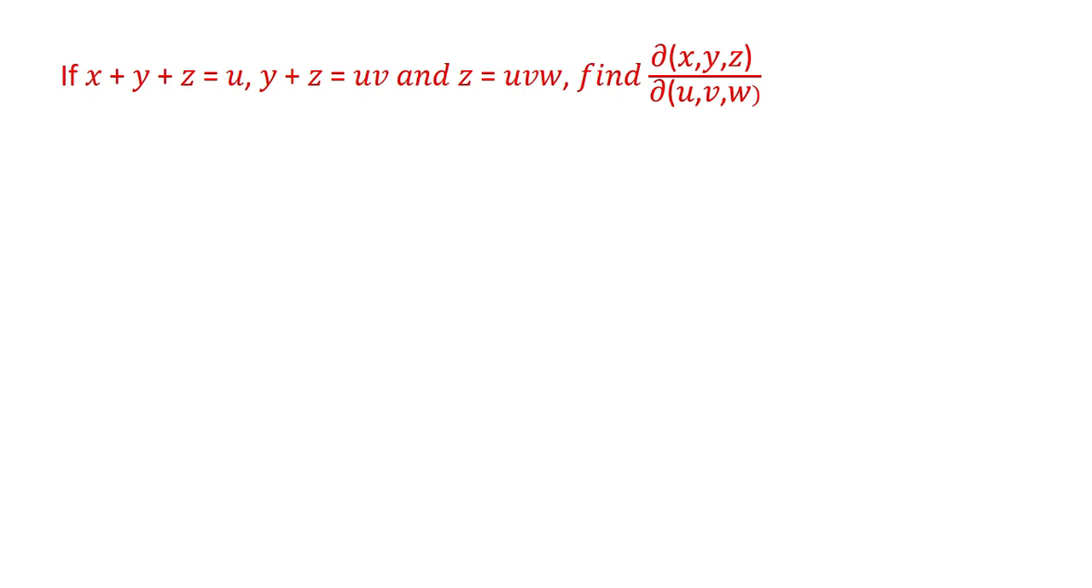In this video, we'll discuss Jacobians. Let us take one example. If x plus y plus z is u, y plus z is equal to uv, and z is equal to uvw, then find the Jacobian of xyz with respect to uvw.